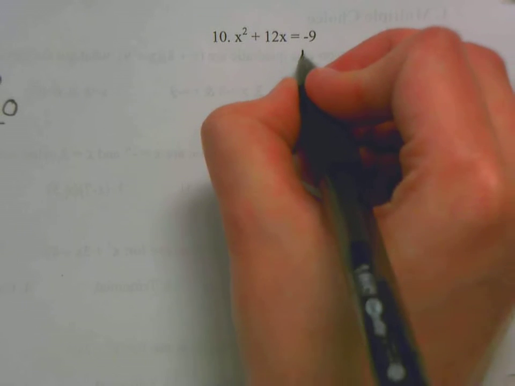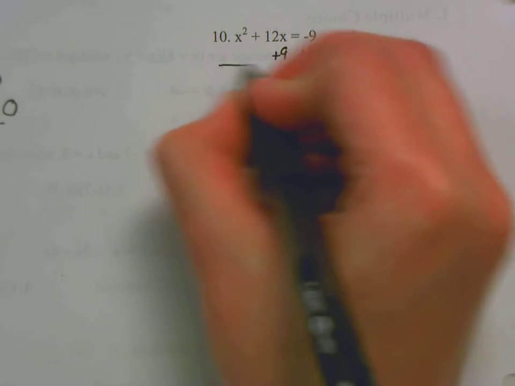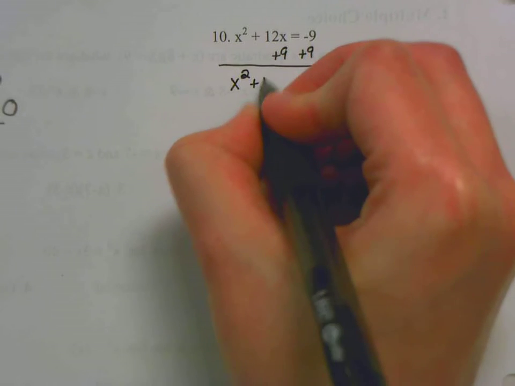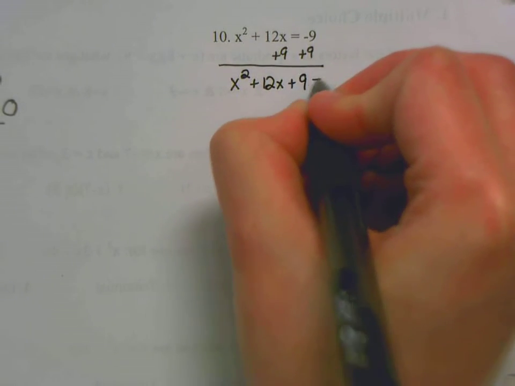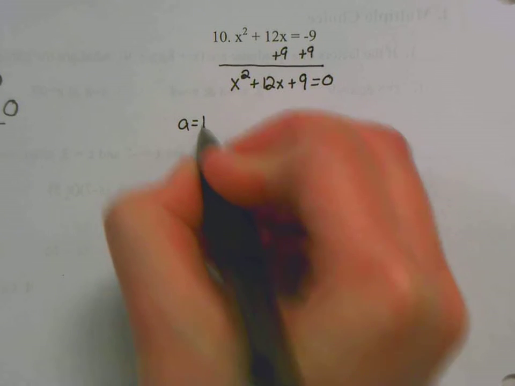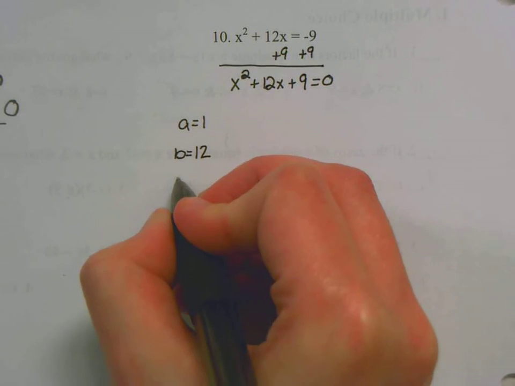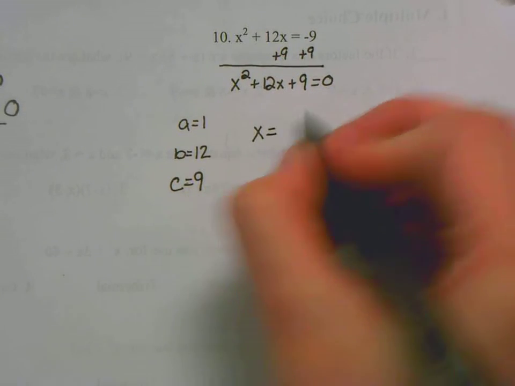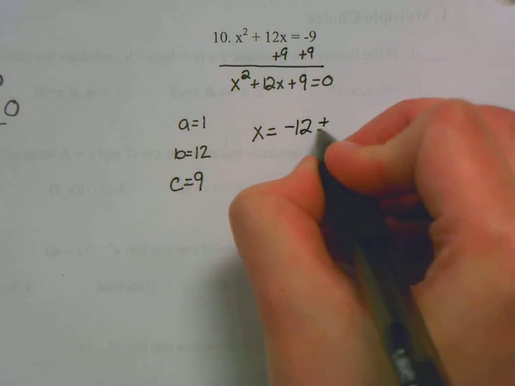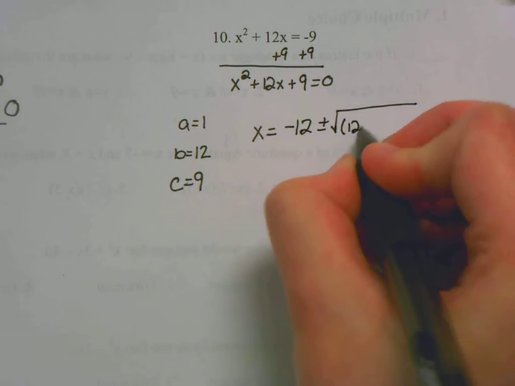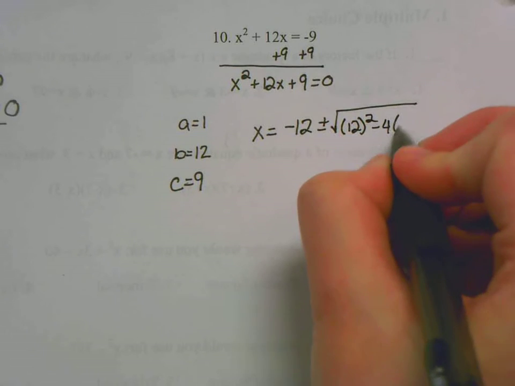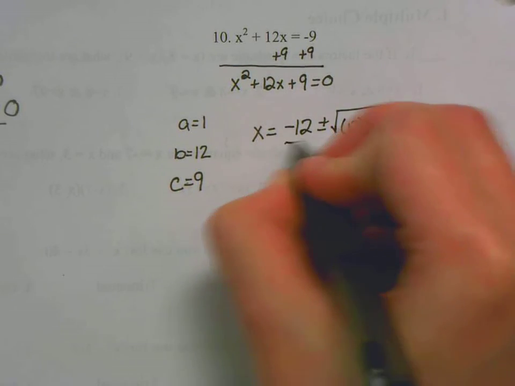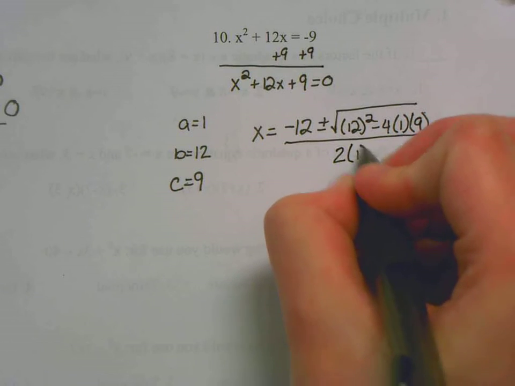Again, if you don't like completing the square, you can always use the quadratic formula. So if you're going to use the quadratic formula, you have to set equal to 0. Then you can identify the A, the B, and the C. And then you can plug in to the formula, which remember is negative B plus or minus the square root of B squared minus 4 times A times C, all divided by 2 times A.